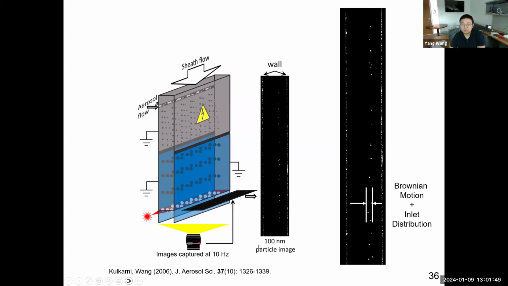But you can see that even though we're introducing particles of specific sizes, they still have a distribution. And this is mainly because the inlet cannot be infinitely small. But more importantly, the aerosol flow will create a spread of the aerosols. So because of that, you cannot get a very thin distribution of particles. The Brownian motion will also play a role in distribution.